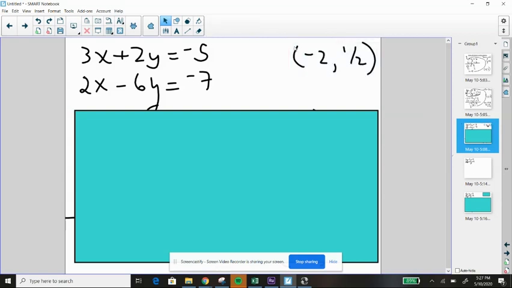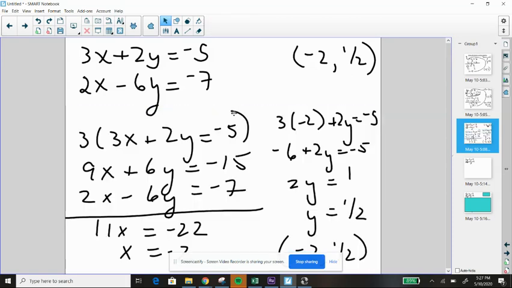Did you get -2 1/2? If yes, great. If not, pause the video and see if you can find your error by looking at my work. I chose to eliminate the y's and solve for x first. But again, you could have done it another way.